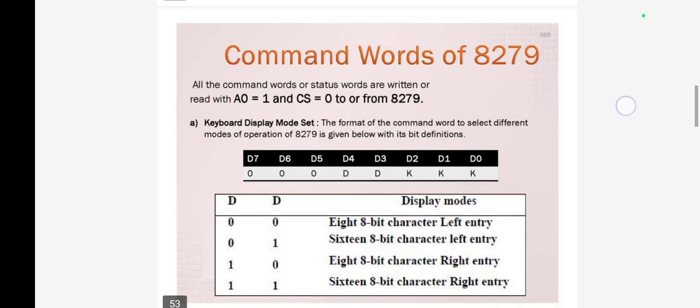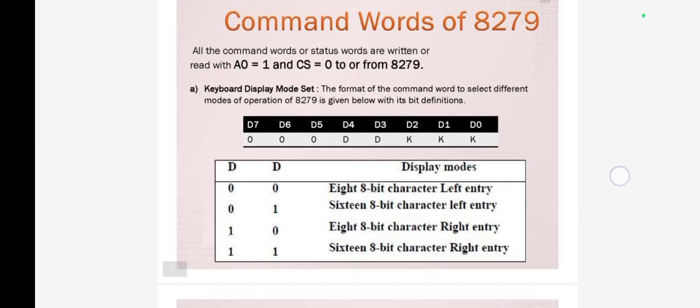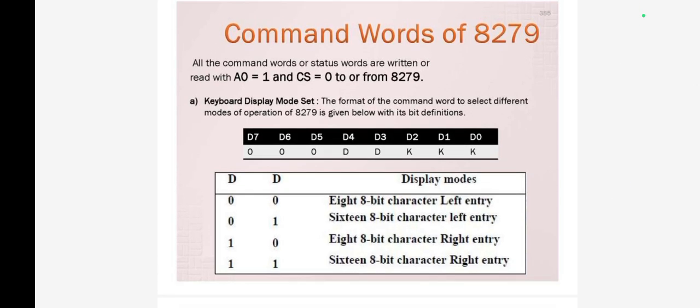And the command words are given here. The keyboard display mode command word is of 8-bit length starting from D0 to D7. D0, D1, D2 are used for keyboard mode, that is K, and D3, D4, these 2 bits are used to define the display mode, and D5, D6, D7 should be 0. And for this, the recommended states of the control pins are A0 equal to 1 and CS equal to 0.